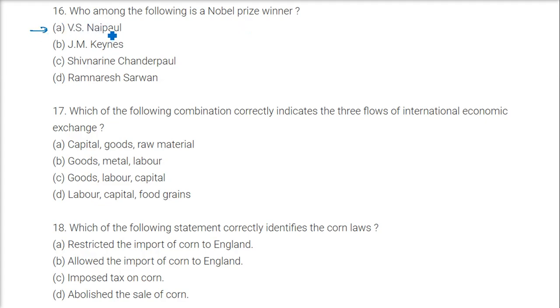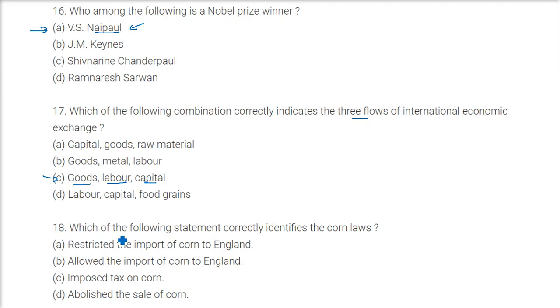V.S. Naipaul. He belonged to the Caribbean islands. And as the name suggests, his forefathers might have been the indentured laborers from India. Which of the following combination correctly indicates the three flows of international economic exchange? The answer here is goods, labor, and capital.